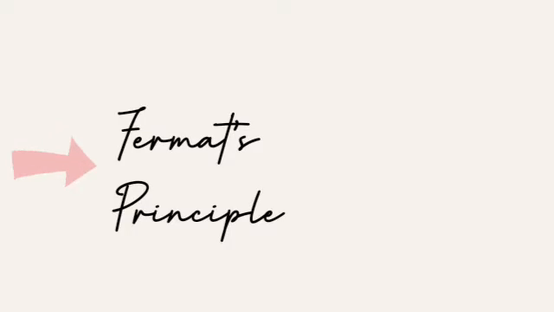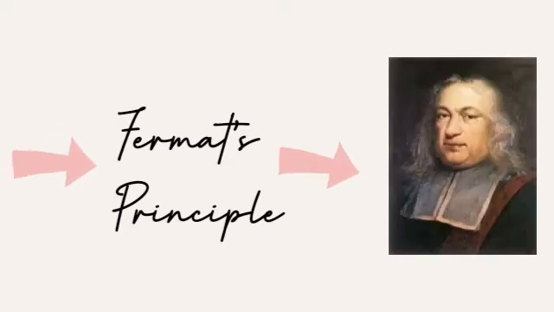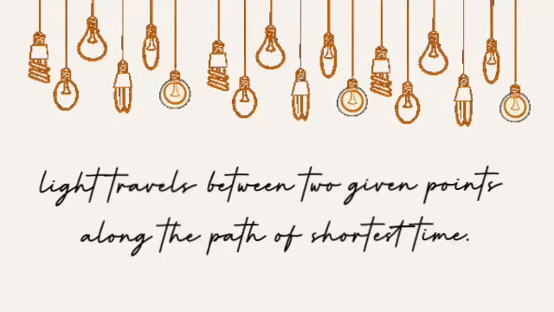of refraction. A special case pertaining to light is called Fermat's principle, which was discovered by Pierre de Fermat, which states that light travels between two given points along the path of shortest time. It is a way to explain reflection and refraction as the consequence of one single principle.